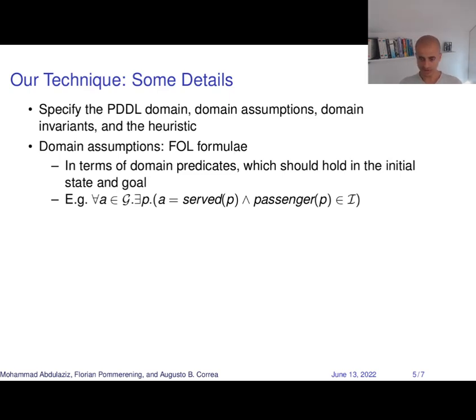So we are restricting what instances of the domain we're reasoning about. For example, here this domain assumption tells us that we only consider instances such that for any atom in the goal there exists an object P such that that atom says that P has been served, and it is also stated that P is a passenger in the initial state of the given instance.